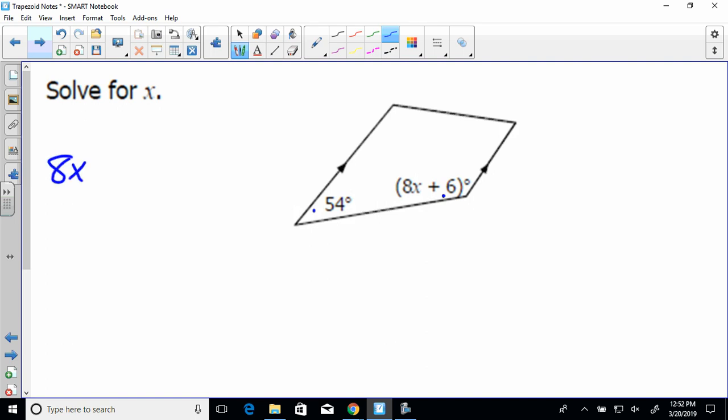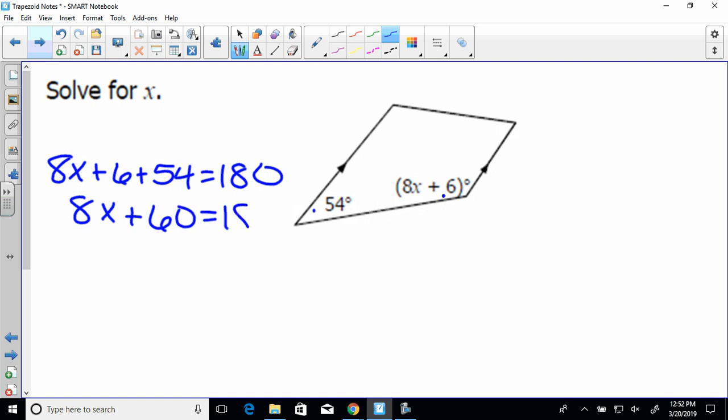So we can get 8x plus 6 plus 54 equals 180 degrees. So then we combine like terms. We get 8x plus 60 equals 180. Subtract 60 from both sides. We get 8x equals 120. Divide by 8, and x is equal to 15.